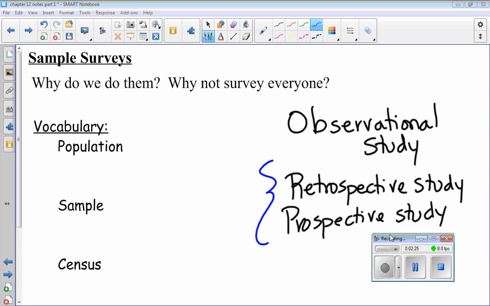Okay? A retrospective study, if you're going to decode the word retrospective, what do you think it means? It has to do with time. Looking back at something that's already existed. So for example, if you wanted to study something about the World Series, you could retrospectively go back in time and look at how many times the Giants beat the Royals. Or how many times the pitcher purposely hit the player.